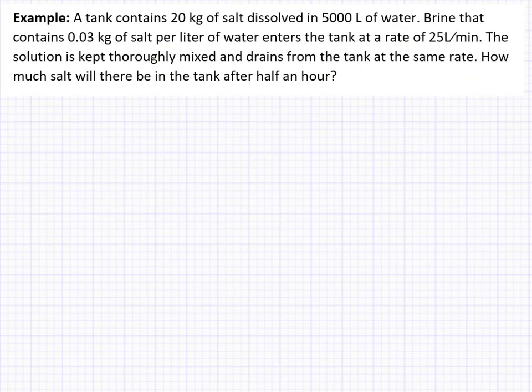So here's your example. The tank contains 20 kilograms of salt dissolved in 5,000 liters of water. The brine that contains 0.03 kilograms of salt per liter of water is entering the tank at a rate of 25 liters per minute. The solution is kept thoroughly mixed and drains from the tank at the same rate. How much salt will there be in the tank after half an hour?